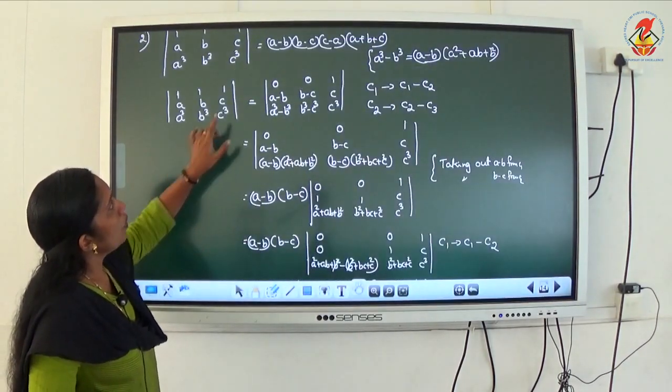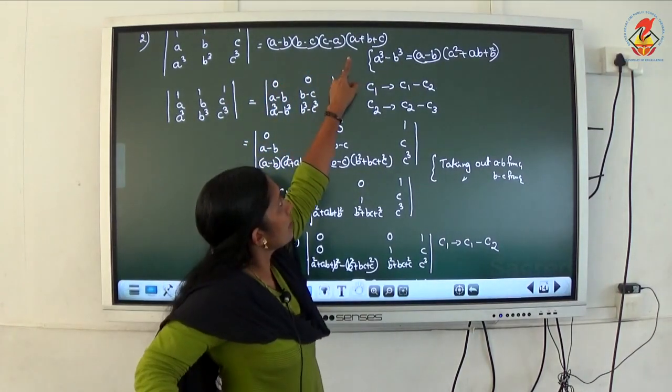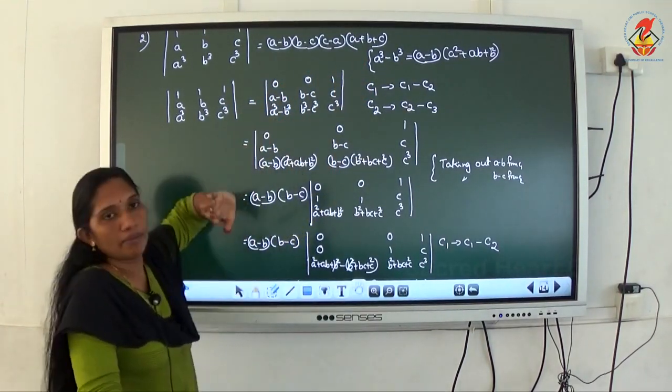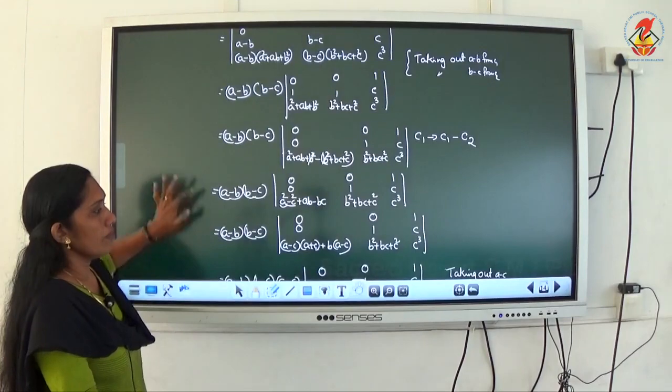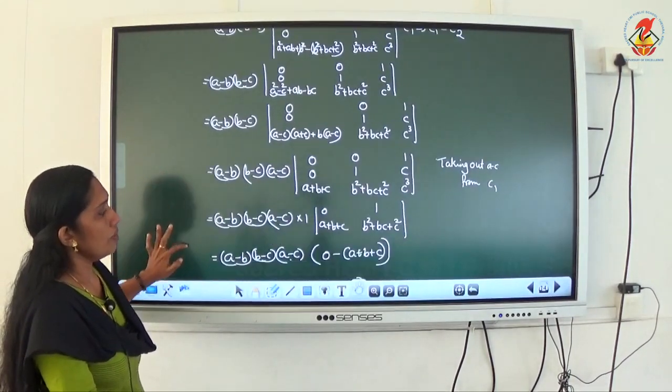So check the answer is correct: A minus B into B minus C into C minus A into A plus B plus C. So the final.